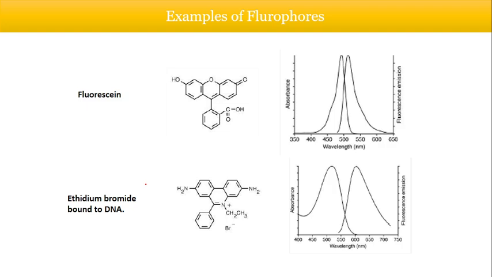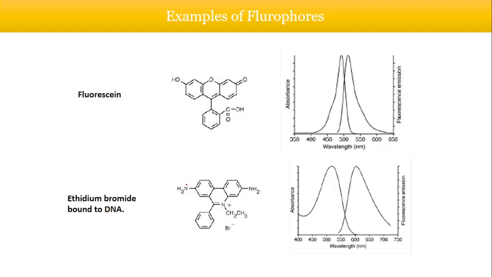Now, some examples of the different fluorophores are fluorescein, which has this particular structure, and another one is ethidium bromide, which is bound to DNA. Ethidium bromide is a chelating agent which binds to the DNA and fluoresces under UV. So this is the structure. There can be a few questions like name a few fluorophores or pick the correct fluorophores, and there can be some MSQs. You do not have to keep the structure in your mind. This is just for your support information.